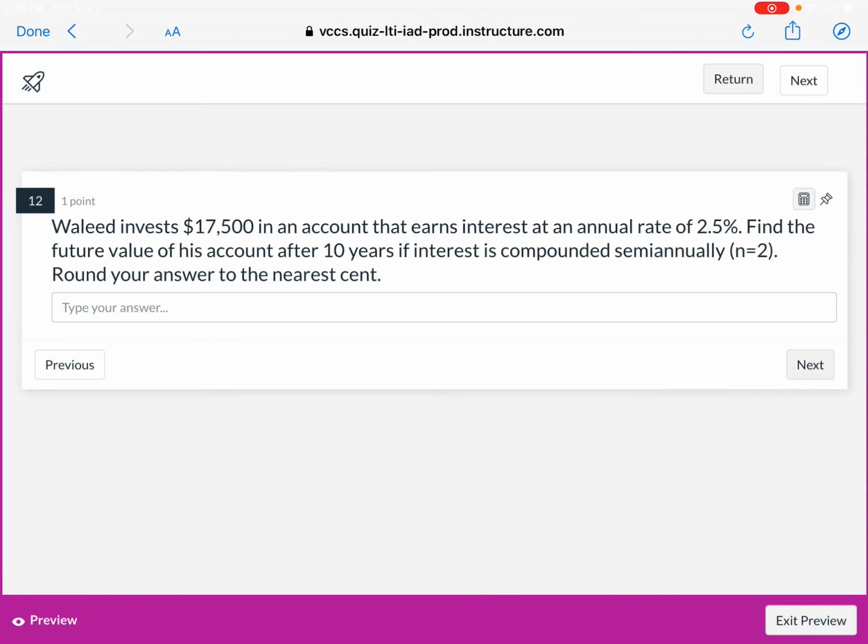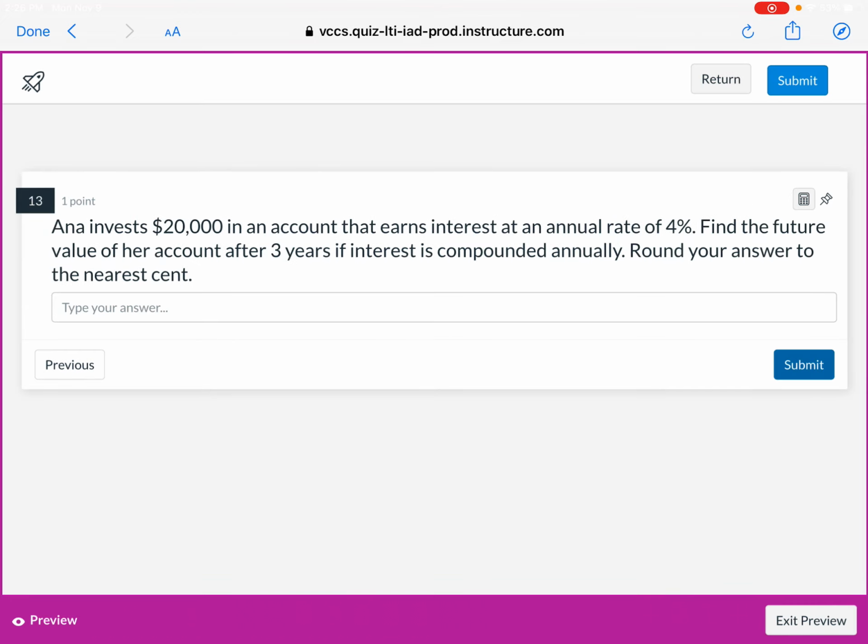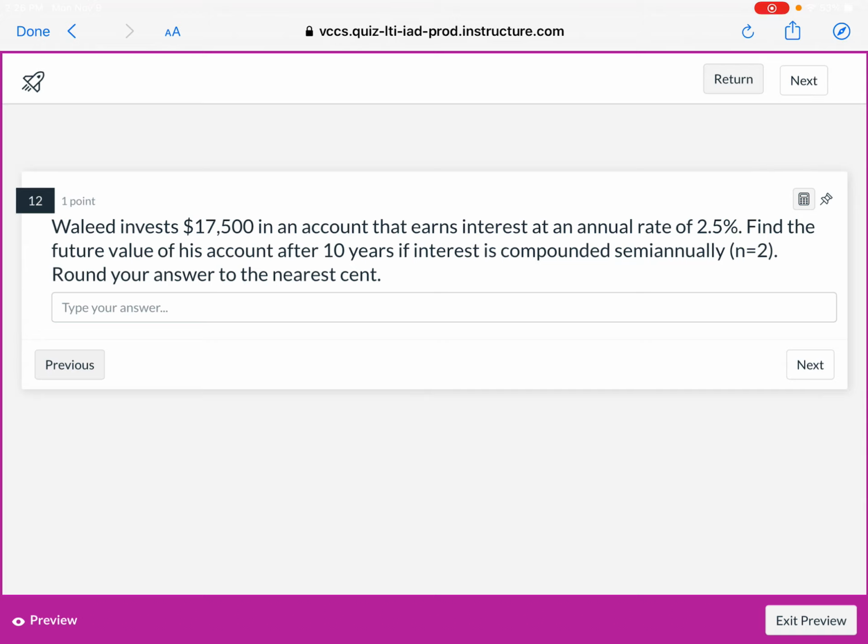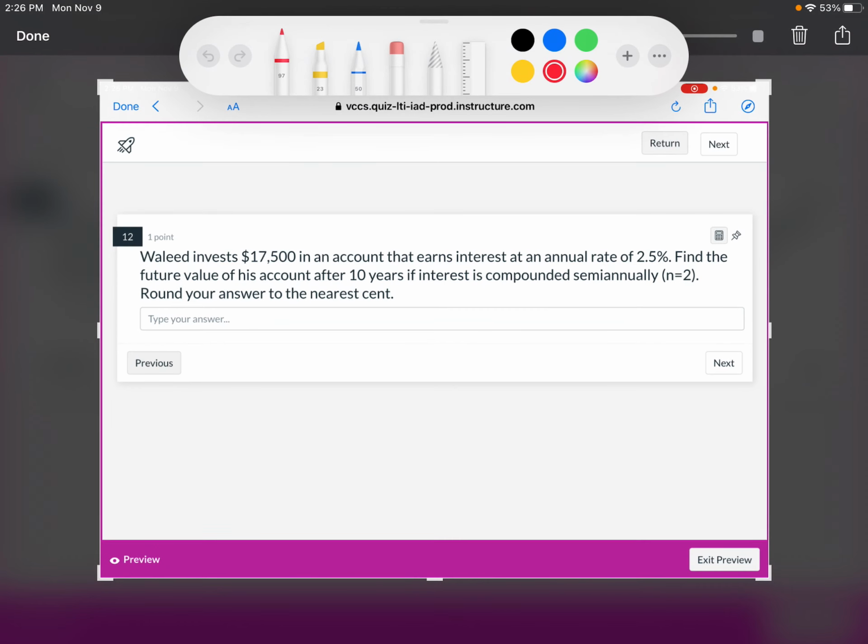I'm excited to see if I'm going to get all of them. Okay, how many more? Okay, I got 2 more. Okay. Waleed invests that much money in an account that earns an interest rate of 2.5%. Find the future value of his account after 10 years.